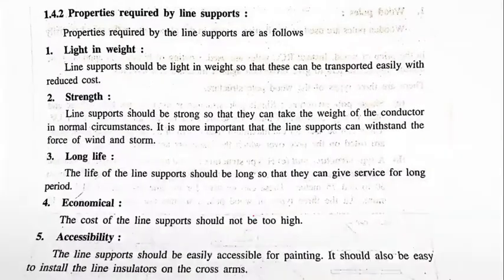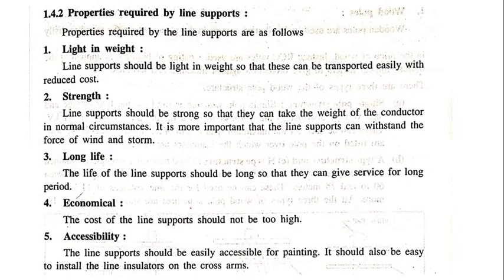Now we are going to see some of the properties required by the line support. The first one is light in weight. Line supports should be light in weight so that they can be transported easily, with reduced cost. If the weight is less, then we can easily transport our transmission tower.